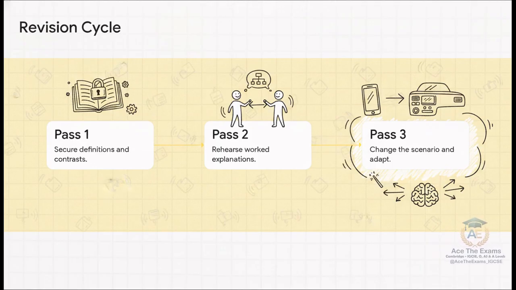Step 2. Rehearse worked explanations. You have to practice writing out the exact sequence of how the sender and receiver interact. And step 3, change the scenario and adapt. This right here is the magic step. If you practiced your explanation with a smartphone scenario, change it to an embedded system in a car. Ask yourself, how does your explanation shift? Training your brain to adapt to the scenario is exactly how you prep for those exam day surprises.